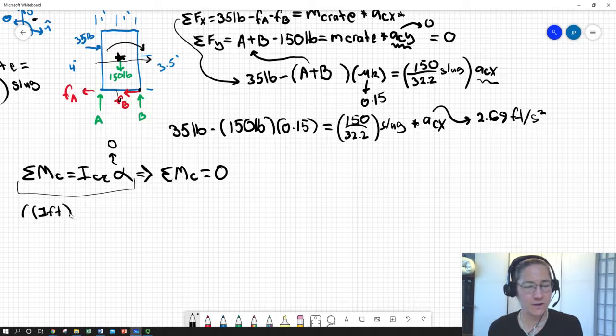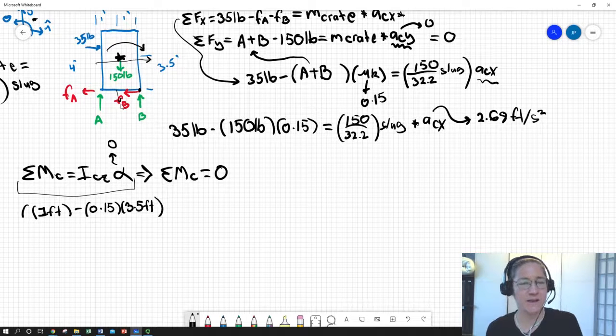So we have 1 foot positive minus, and because we're moving, we're going to use mu k. We're under mu k because we're underway. We're moving. The motion is underway. So we end up having 3.5 feet as the radius of action of our FB versus the center of mass up there, times B. And now we're going to sum the contributions of A.